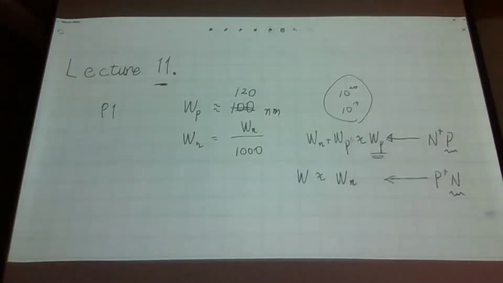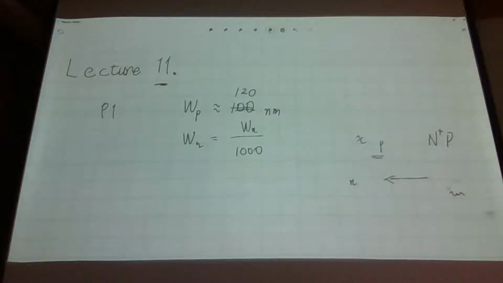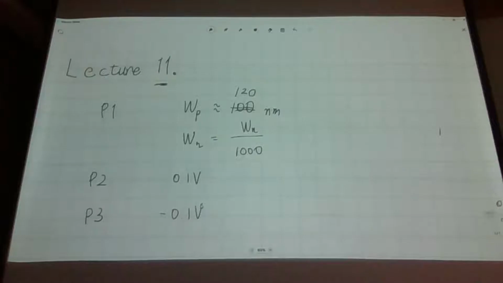I hope that you can easily solve P1 because it is just a repetition of our previous lecture. And in P2 and P3, instead of solving the equilibrium case corresponding to 120 nanometer depletion width, I ask you if we apply forward bias 0.1 volt or reverse bias negative 0.1 volt to our system, then what will happen to our system? That was our problem 2 and 3.